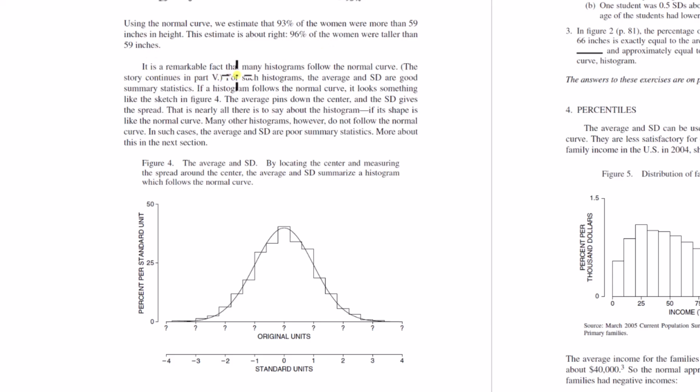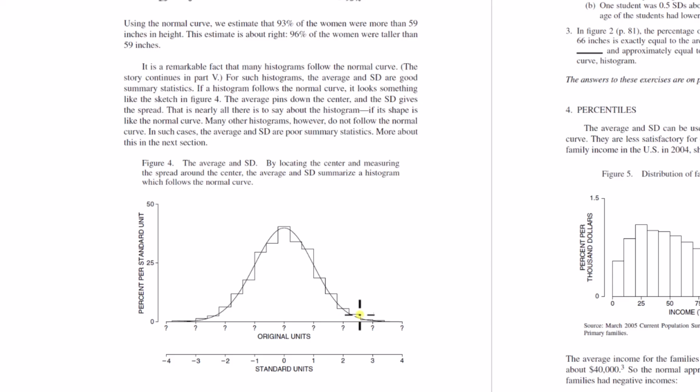It is a remarkable fact that many histograms follow the normal curve. The story continues in part 5. Okay, that's interesting, right? Many histograms follow this normal curve pretty closely, not exactly, but closely, like we've seen here. For such histograms, the average and standard deviation are good summary statistics. If a histogram follows the normal curve, it looks something like the sketch in figure 4. Like we saw with the heights, and they're just giving another example here, right?